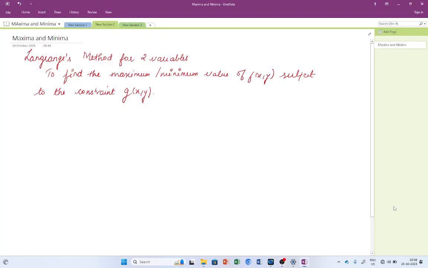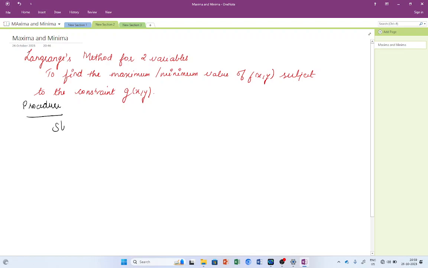So in today's video we are going to see the Lagrange method for two variables. Here we are going to find the maximum or minimum of f(x, y), which is subject to the constraint g(x, y). So you will be asked a question: find the maximum and minimum for a given function, and you'll also be given a constraint for the question. So here is the procedure for how you find the maxima and minima.